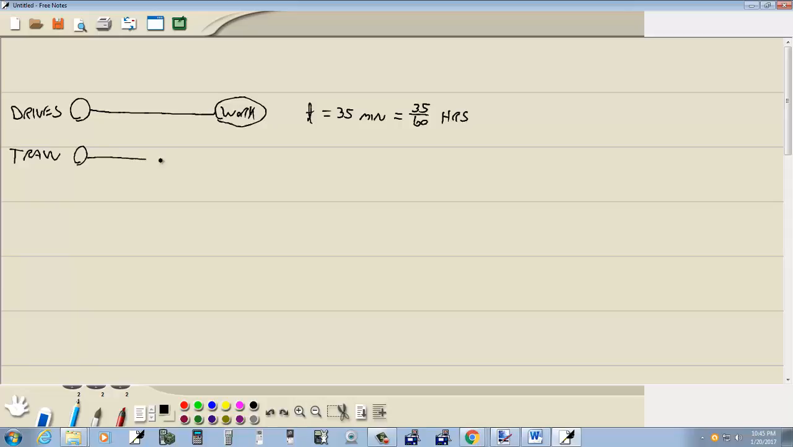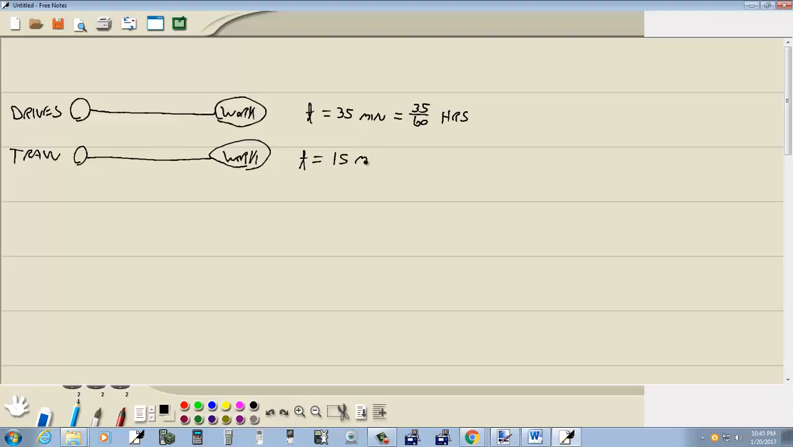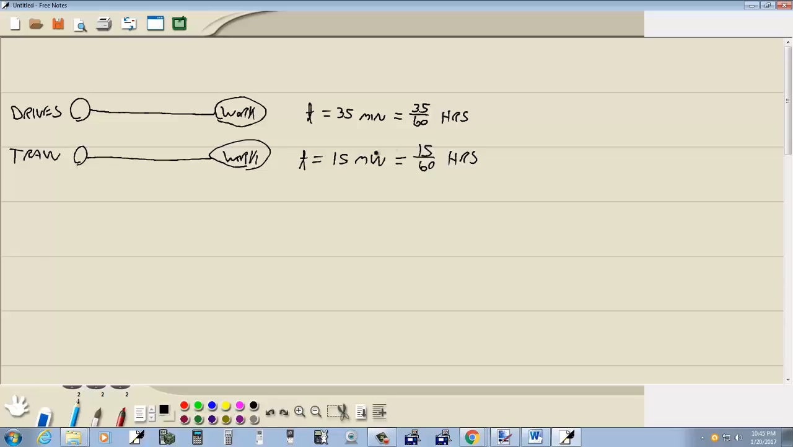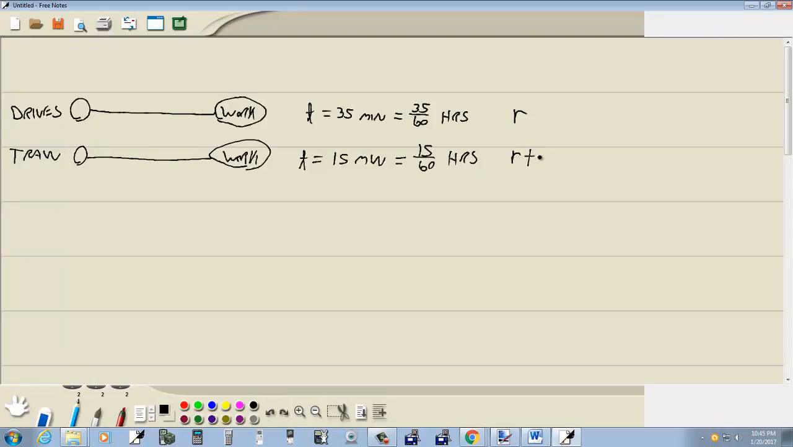So same distance to work, and the time here is going to be 15 minutes. You put 15 over 60, and that'll be the number of hours. Find the distance Fritz travels to work, if the train travels an average of 80 miles per hour faster than his driving. So this is T. Here would be R. And we don't know how fast he's driving, but we do know that the train is 80 miles per hour faster. So that means this will be R plus 80.